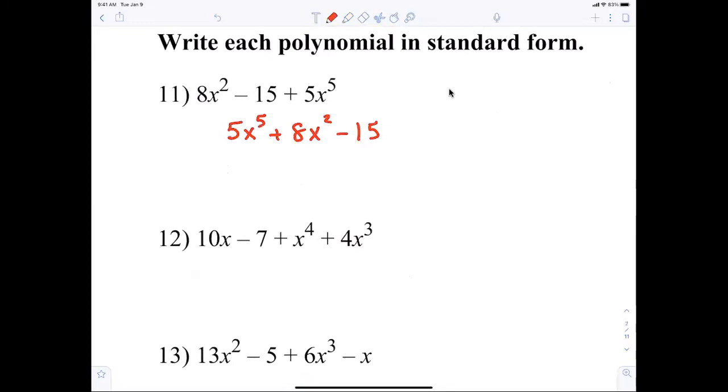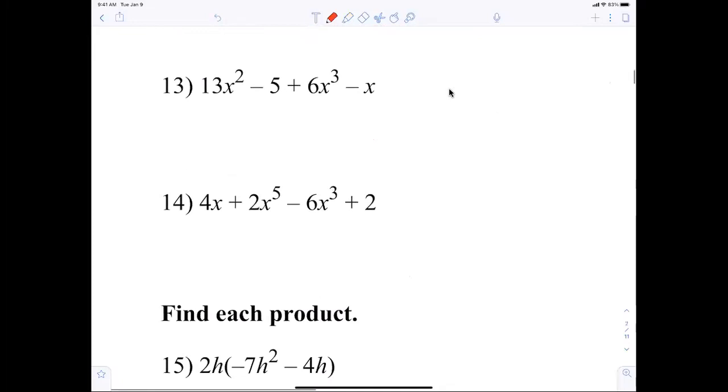Right, Sean? I have no idea what you're doing. 13. 6x cubed plus 13x squared minus x minus 5. Any issues with that?